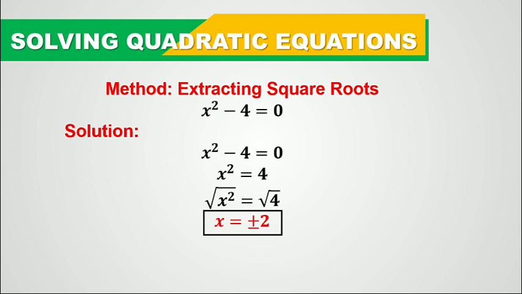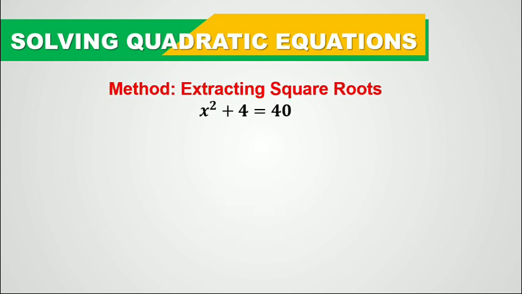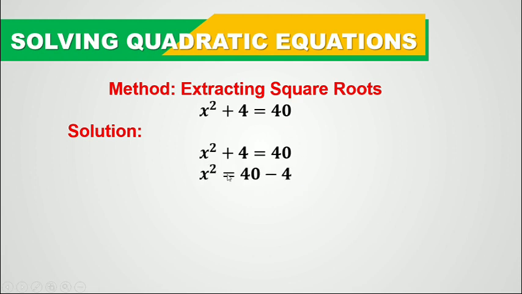Now what about this? x squared plus 4 equals 40. What are the roots of this quadratic equation? So again, let's just copy the given. So x squared plus 4 equals 40, and since this is positive 4, the constant is positive, if we're going to transpose this to the right, this becomes negative 4. So this becomes x squared equals 40. Kakapit lang natin ang 40 minus 4.